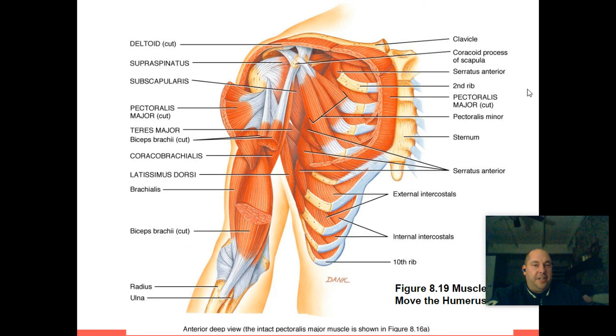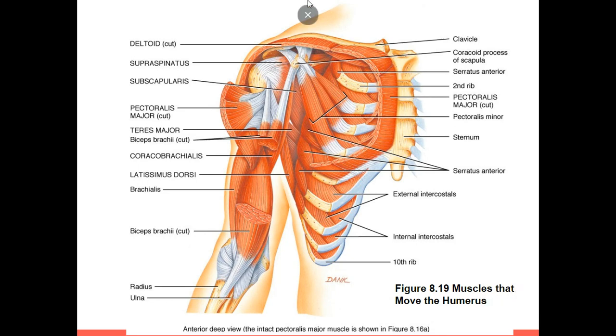And so we can see, here's another view of the same thing. We can see there is our pec minor with its 3 little bundles hooked onto the ribs. And then underneath of that, here's the serratus anterior. You can see how it kind of looks like a saw blade. And these are both going to pull the scapula anteriorly.